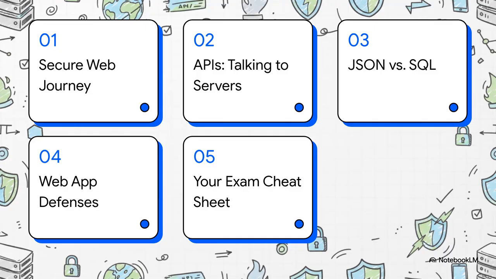So here's our game plan. First, we'll follow the journey of a single web request from start to finish. Then we'll get into APIs, basically how your app talks to the server. After that, we'll tackle the difference between JSON and SQL. Then, the really important part, defending your app from attacks. And we'll wrap it all up with a super quick cheat sheet of everything you need to remember.